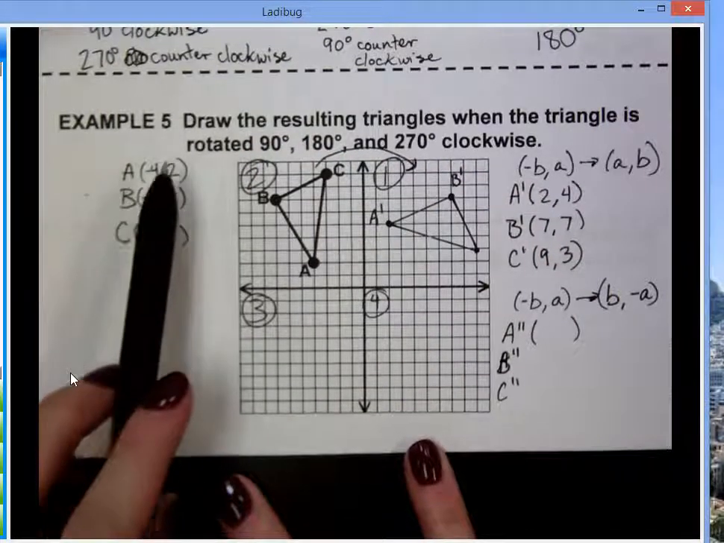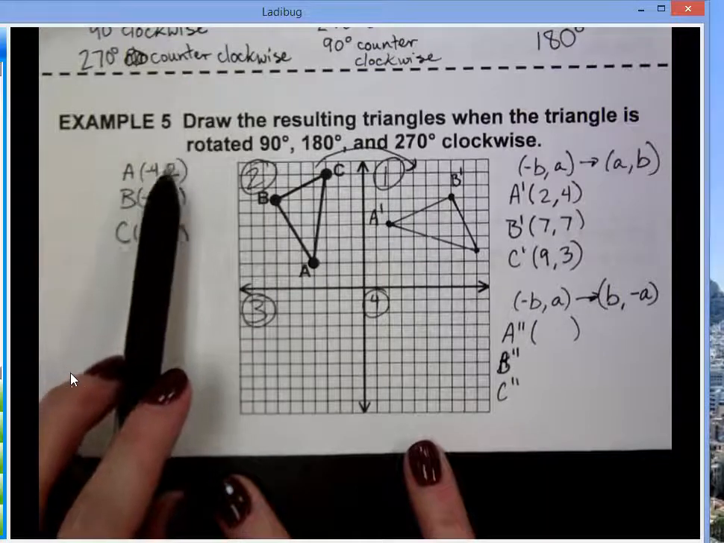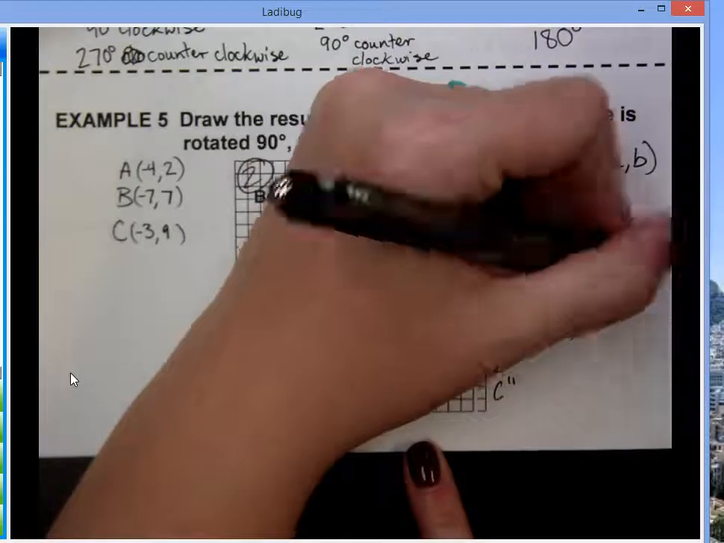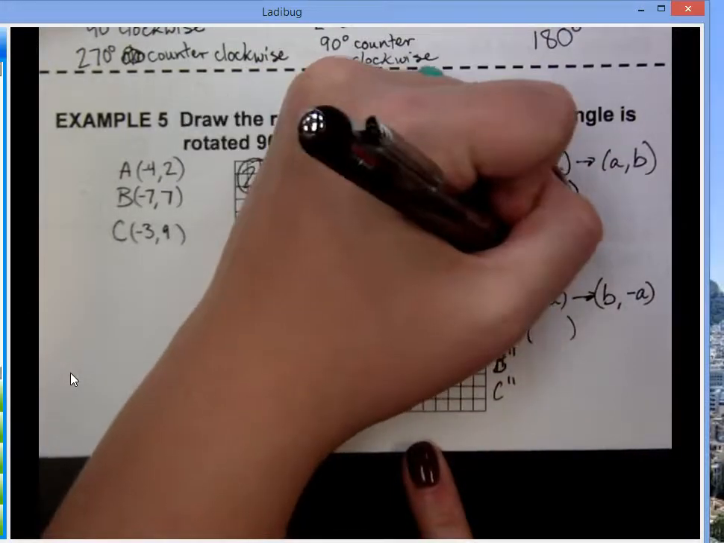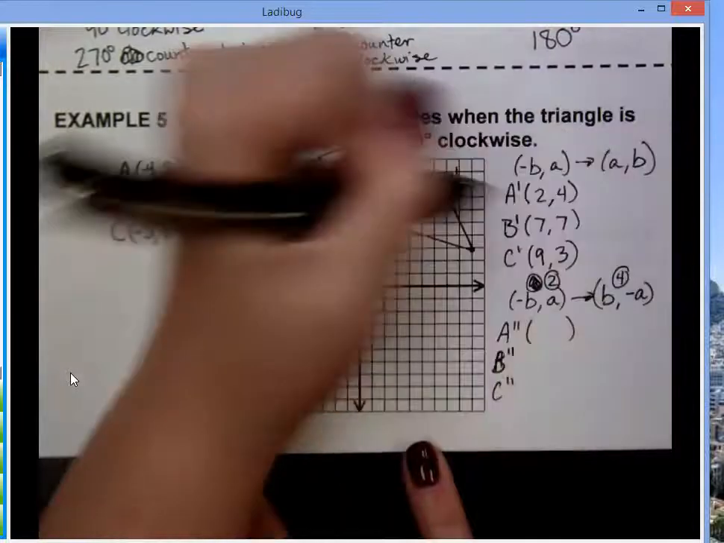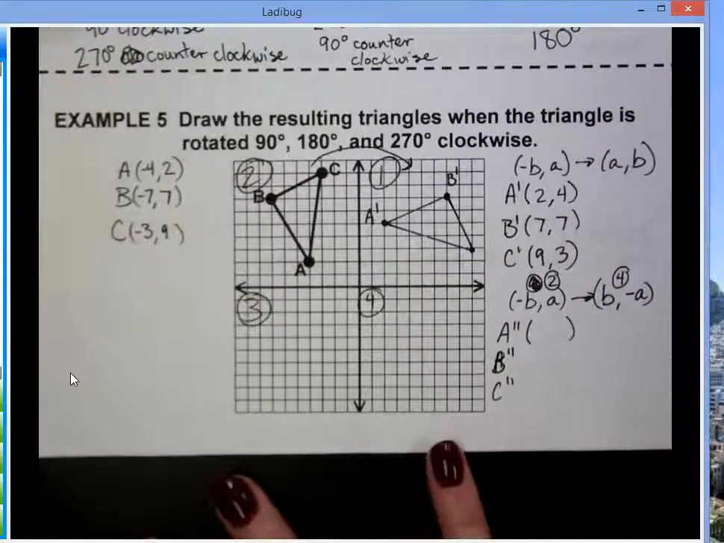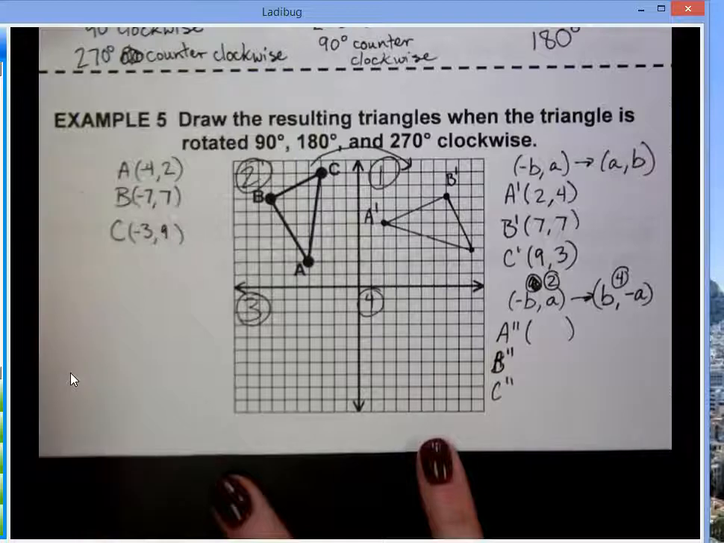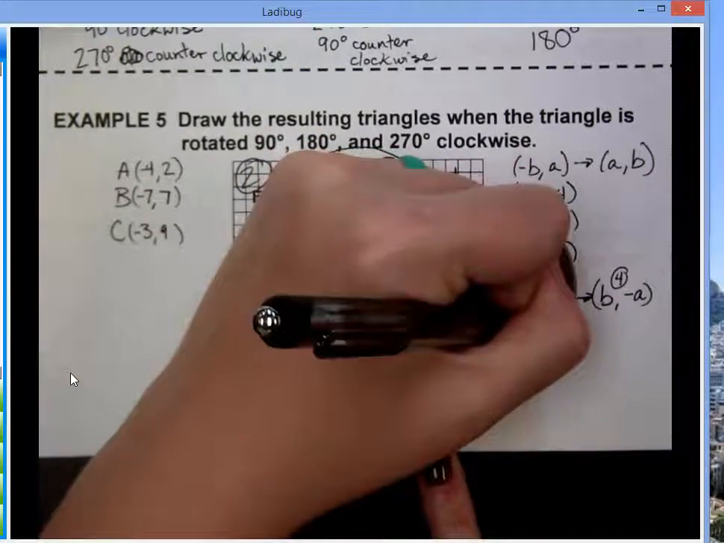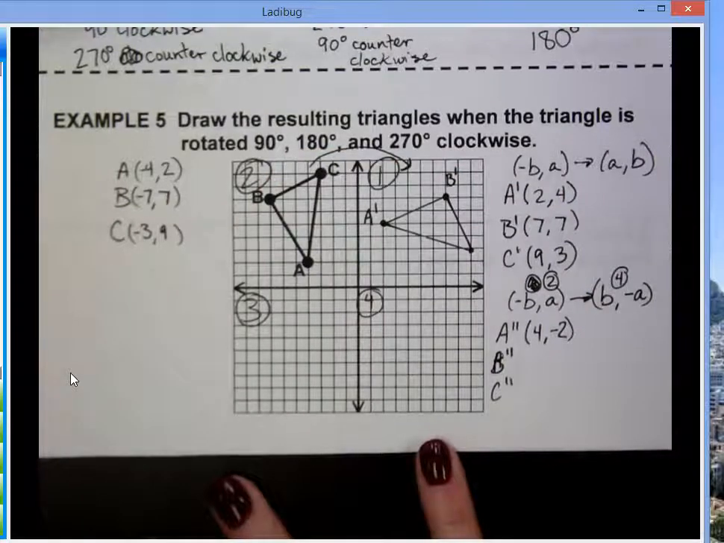Alright, so we're starting with negative 4, 2, and then because this is quadrant 3, oh my gosh, I did it again. This is quadrant 2, and this is quadrant 4. So we are just switching the negative sign. It's going to be a positive 4, negative 2.